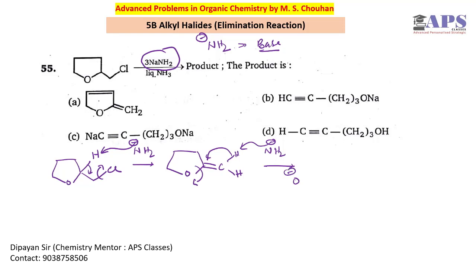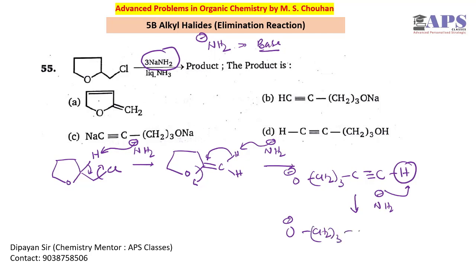So we have O minus, CH2 whole 3, because CH2 one, CH2 two, CH2 three. So you have 3 equivalents of CH2 here. That's why (CH2)3, C triple bond CH. Now this is also an acidic hydrogen. So the third equivalent of NH2 minus will abstract this hydrogen, giving (CH2)3, C triple bond C minus. Okay, so this is a salt. To neutralize the salt, we have to put sodium. So we have Na plus and Na plus. So finally, option C will be our correct option.